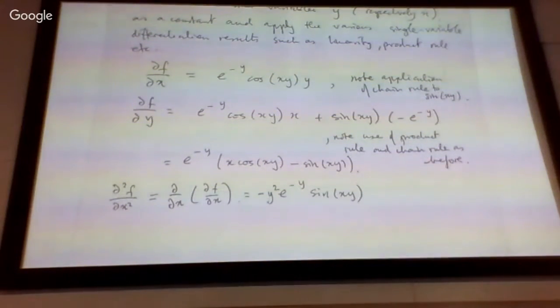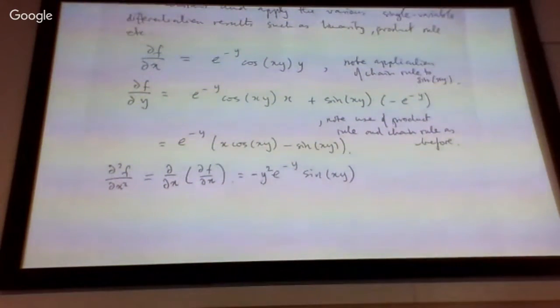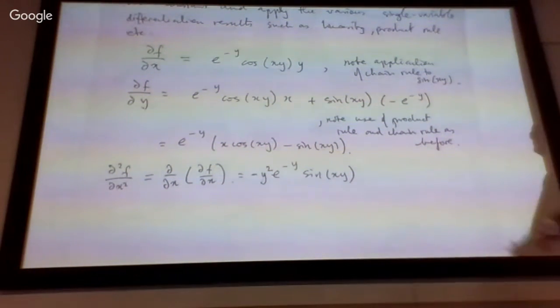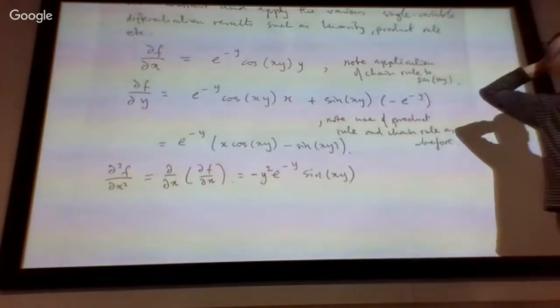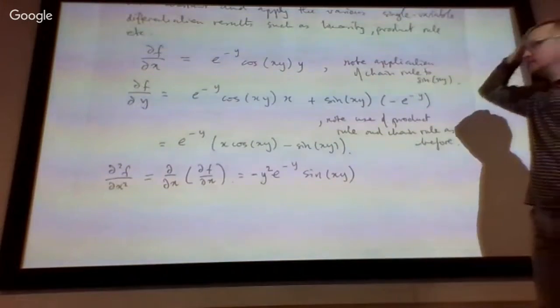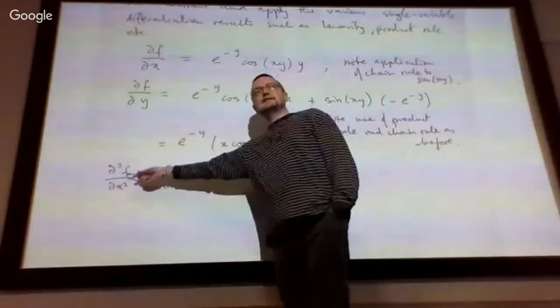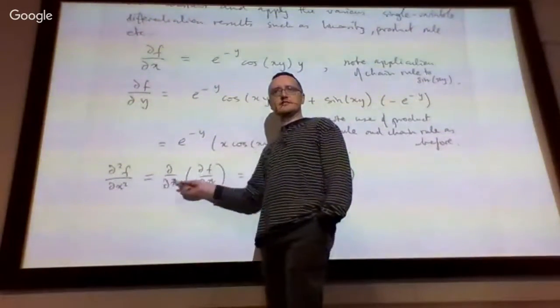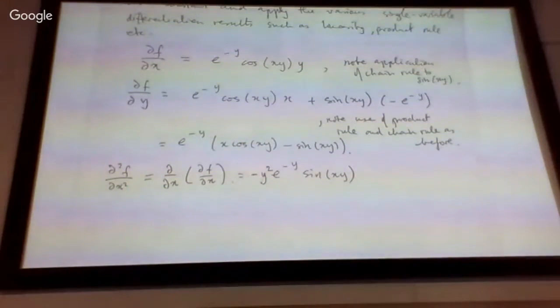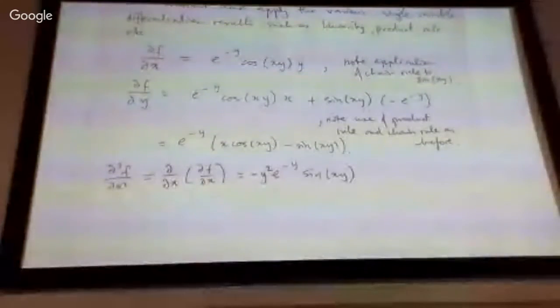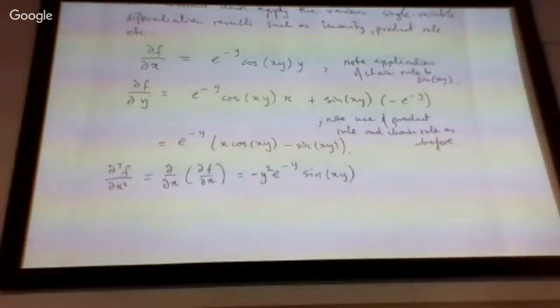I'm going to choose not to bother referencing the chain rule again. I've already indicated that above. The crucial thing here in passing to the second order derivative is to indicate your understanding of the definition of the higher order derivatives. Did I do that right? Cosine goes to minus sine xy. Yeah, it's okay.